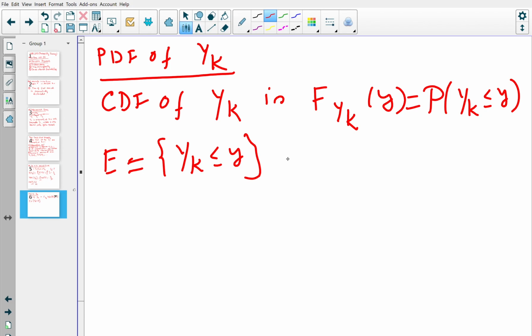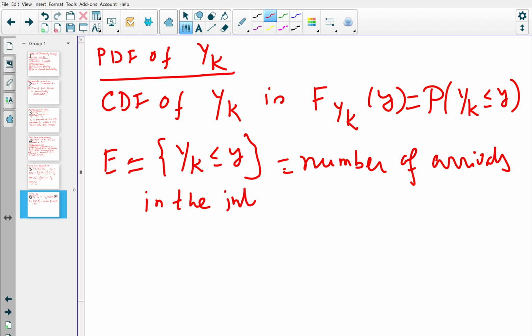So you see that this event is nothing but the number of arrivals, y_k is less than or equal to y. So what does that mean? That means in the time length 0 to y, there are at least k many arrivals. So the number of arrivals in the interval 0 to y is at least k, right? This is the meaning of this event E. And hence, at least k means it can be k, k plus 1, and so on.